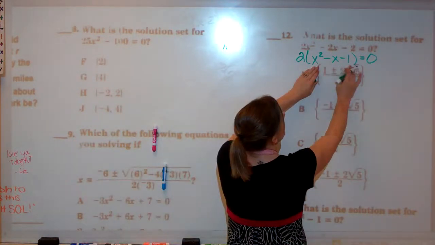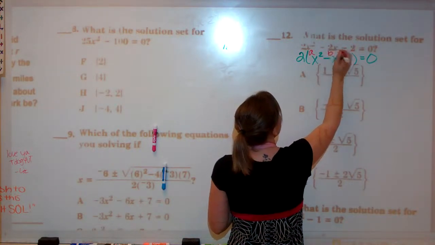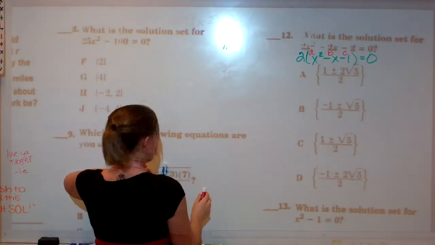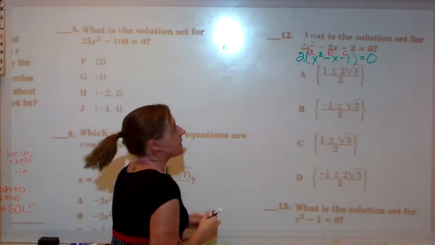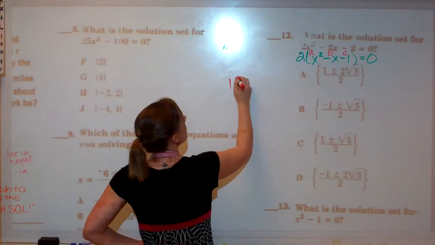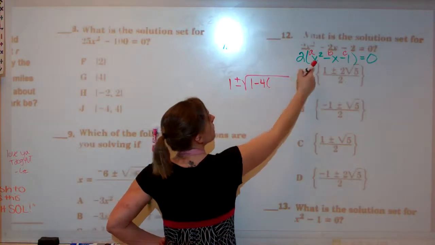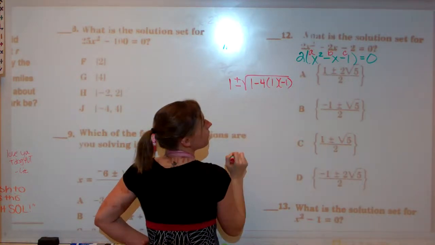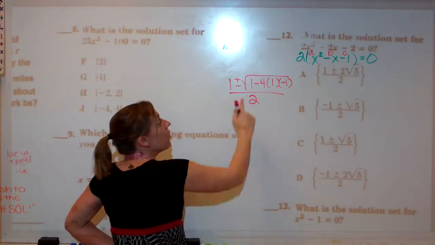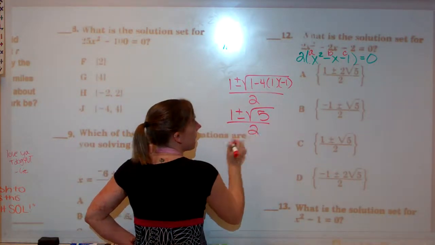So now I'm going to use these for A, B, and C. And it's just going to work out a lot better. It's going to be easier to substitute 1's in instead of 2's, and then you don't have to worry about reducing. So the opposite of B is 1, plus or minus the square root. B squared would be 1 again. Minus 4 times 1 times negative 1, A and C, over 2 times 1, which is just 2. Well, this, when I put it into my calculator, just becomes 5, and I'm done.